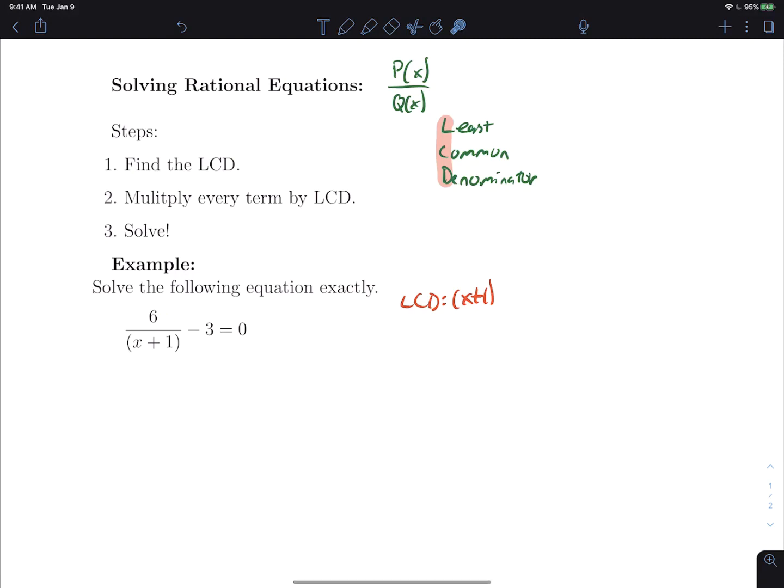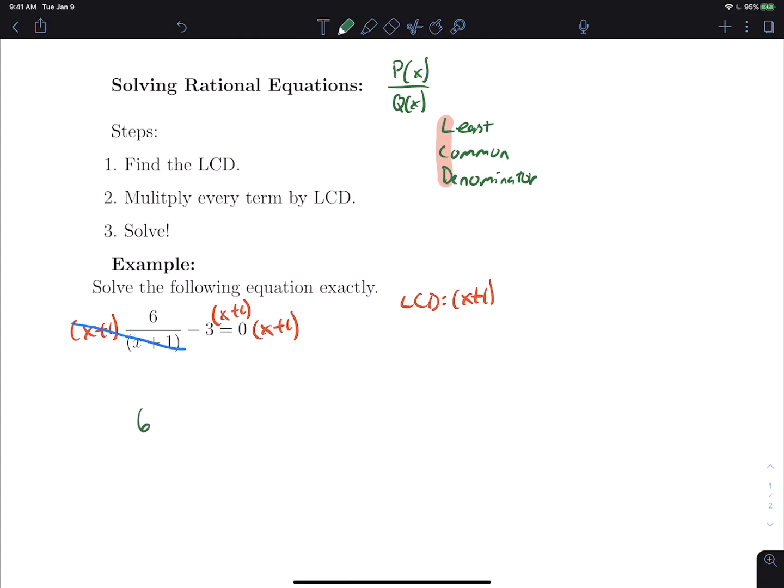So that means that we're going to multiply every term in here by this LCD of x plus 1. Notice that I still multiplied the term that doesn't have a fraction by that as well. So just be careful to make sure that every term in there gets multiplied by x plus 1. And the great thing about this is that this LCD cancels with that one. So in the first term, the only thing that's left is 6.